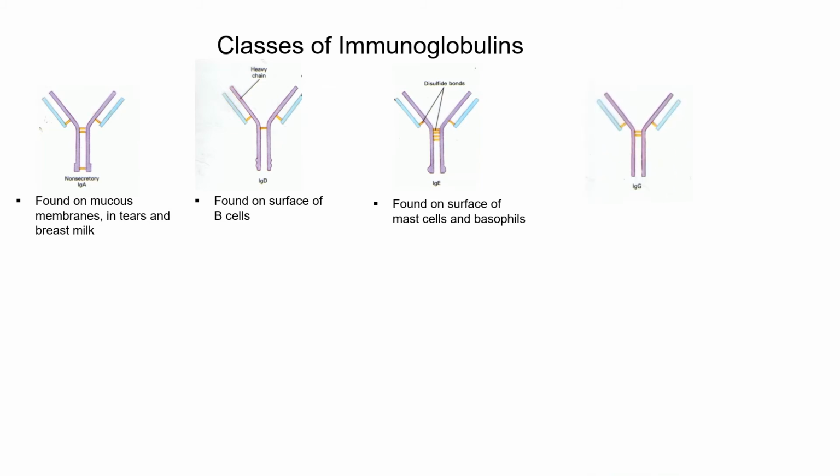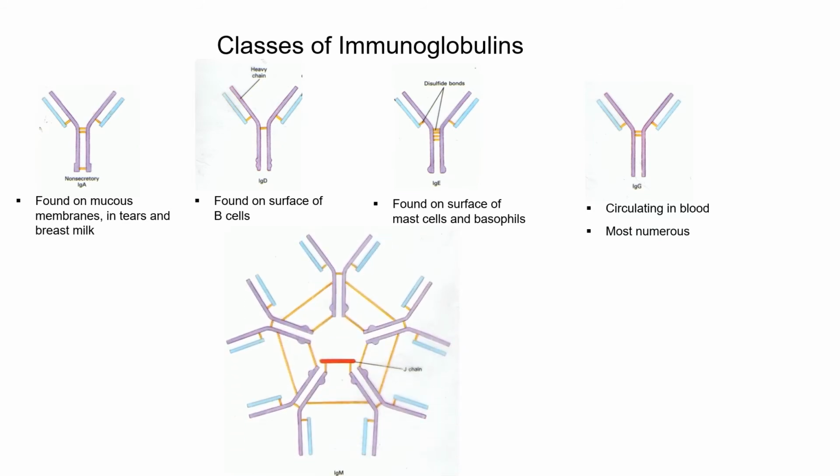The next class is IgG. Class IgG is found in the bloodstream. So these are going to be the most numerous that we have in the body. And then the last class is class IgM. Now, these are the largest in size, and they are found in tissue. And as you can see, instead of 2 variable regions, they have 10. And that's going to become very important when we talk about how these function.